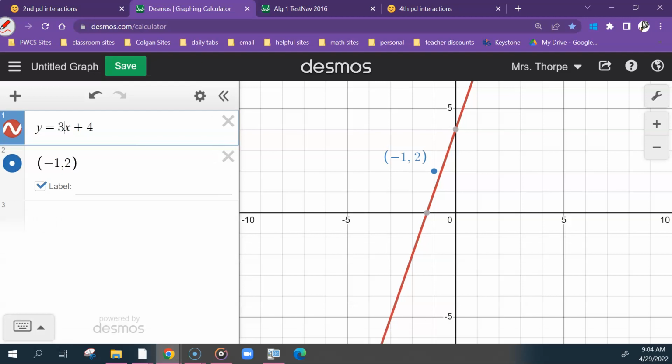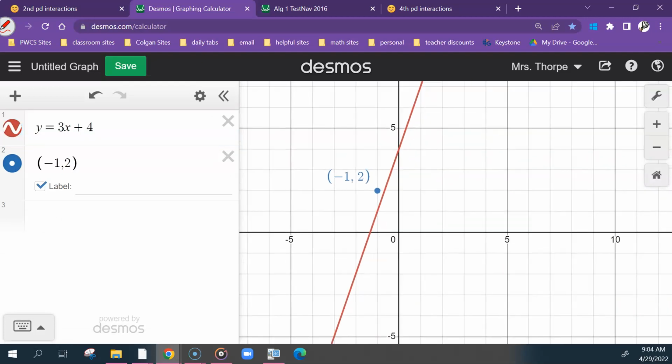Now, if the slope was 3 and it has to go through this point, I would go up 1, 2, 3 to the right one, and now my slope would be 3, but my y-intercept would be 5. And my equation would be y equals 3x plus 5 instead. This is my original equation, but my new equation would be that one I just said. So some of that you would need to know, but others you could find by using Desmos.